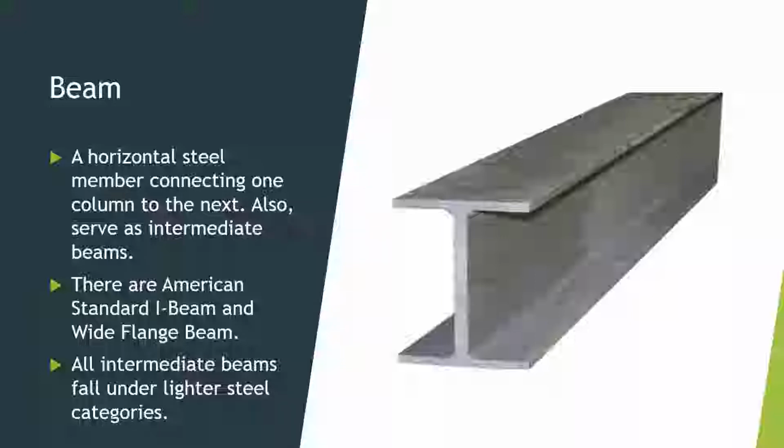The beam, being the horizontal member, plays the role of tying or connecting the columns together, usually in a box pattern. So normally you'll see 4 columns and 4 beams, which would be like the shell of a building. You've got your 4 columns, 4 beams, and that would be boxed-in steel.